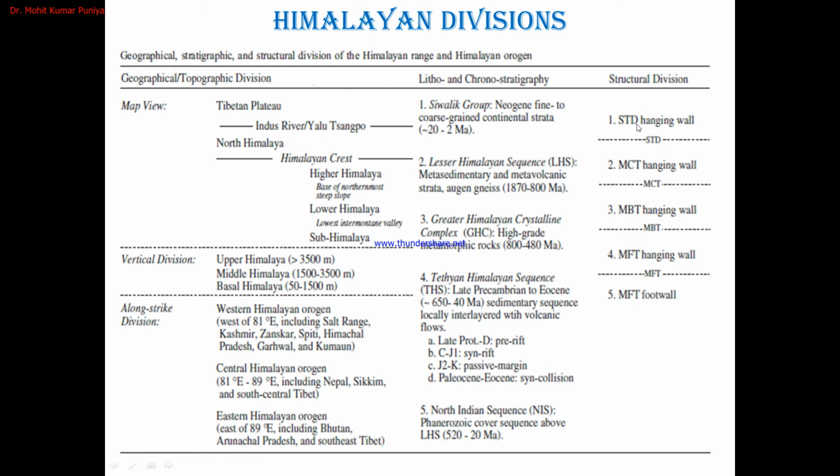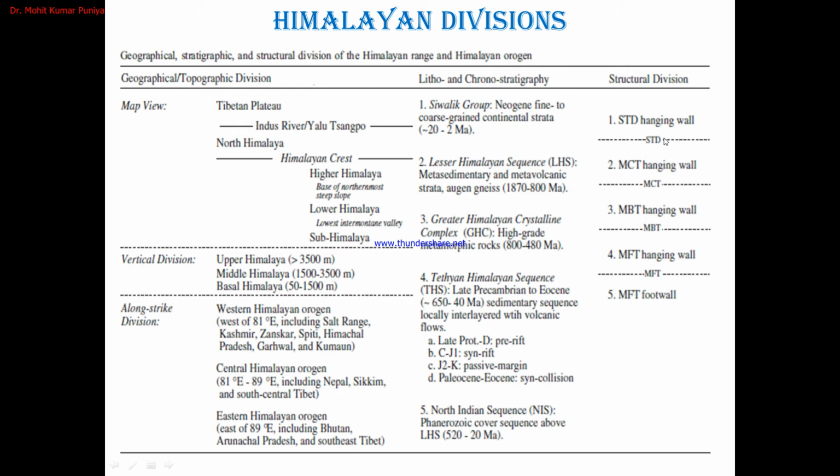STD, Southern Tibetan Detachment. Southern Tibetan Detachment is a structure that separates the Tethys Himalaya from the Higher Himalaya Crystalline. Then we have MCT, Main Central Thrust. Main Central Thrust separates the Higher Himalayan Crystalline from the Lesser Himalaya. Then we have Main Boundary Thrust. Main Boundary Thrust separates the sub-Himalaya or Shivalik from the Lesser Himalaya. Then we have Main Frontal Thrust or Himalayan Frontal Thrust or Himalayan Frontal Fold that separates the Indo-Gangetic Plain from the sub-Himalaya.